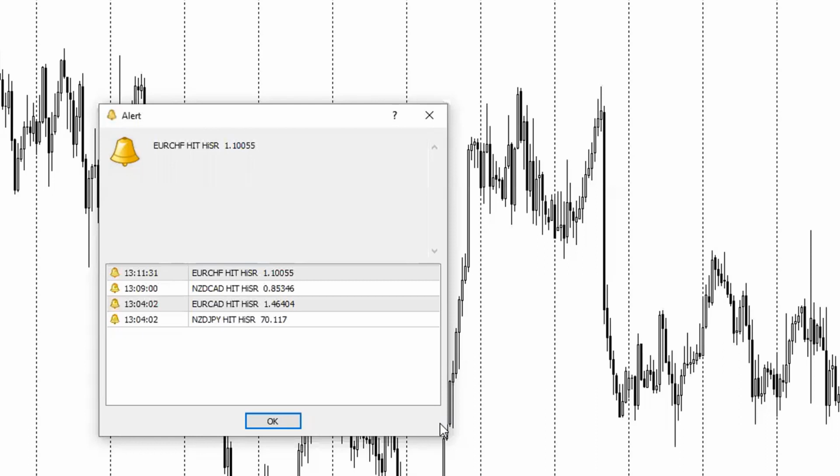Anyway, you're going to see an alert. It'll give you a timestamp. It'll give you the pair. It'll tell you the price. And it will alert you when it comes into range.